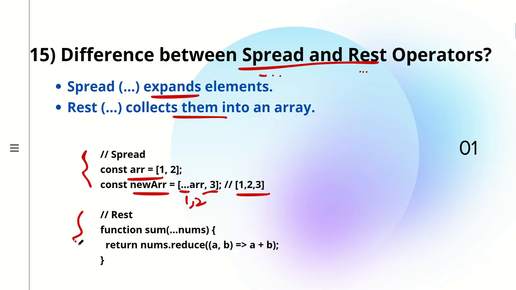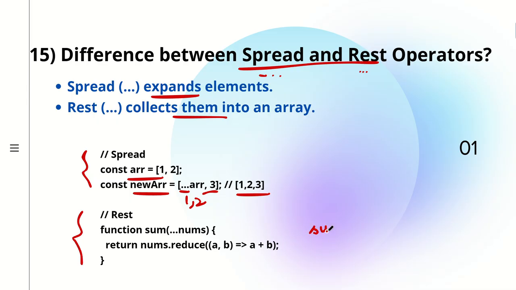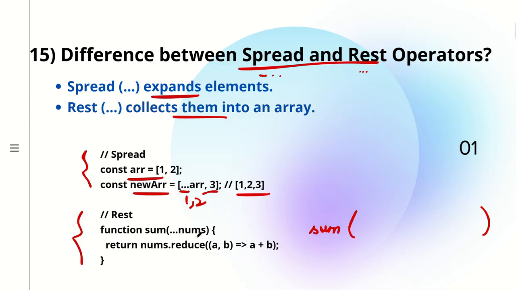Then we have the rest operator. In the rest operator, what do we do? We have this sum function, and in the sum function we will be passing multiple data, from 1 to 10 maybe, as comma separated values. You pass the data here, and then you write ...nums, which means it is going to collect all of that data into an array. So this nums, whatever you see, is an array.